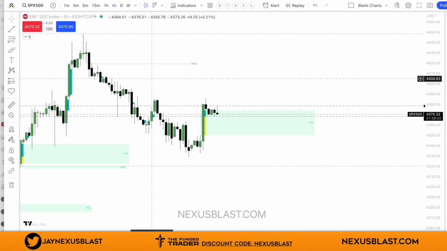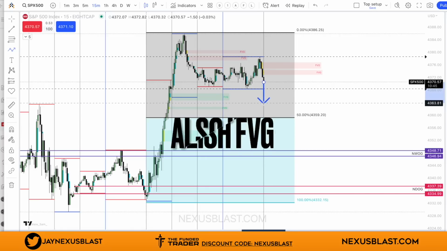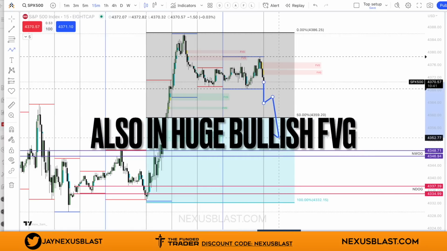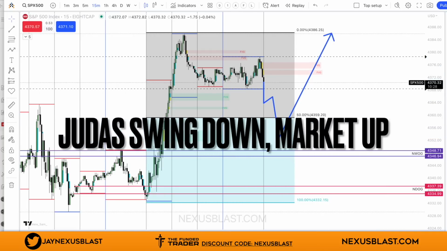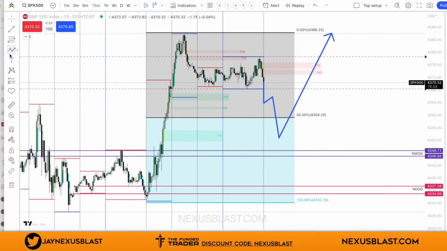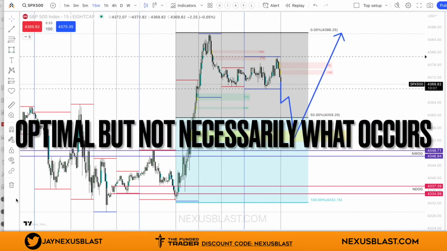On the 4-hour chart, I can see that there is a draw on liquidity to the fair value gap at the bottom, but since we are in a pretty big fair value gap, this is the optimal trade setup that I would like to see: for the market to go down into that discount, and then there's a fair value gap that is being highlighted in yellow, and that is my optimal trade for that day. So my bias is long.